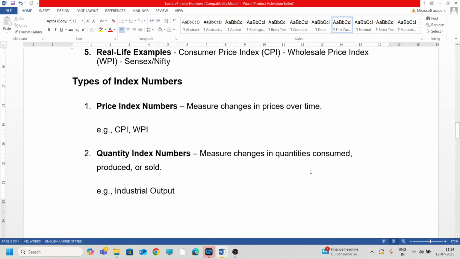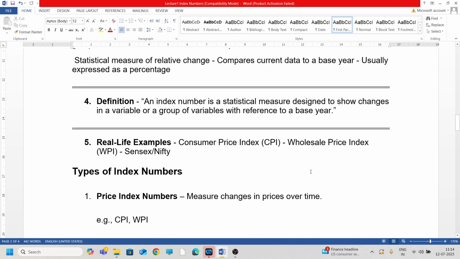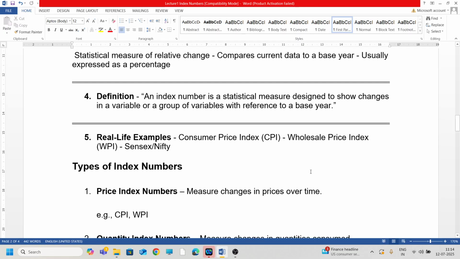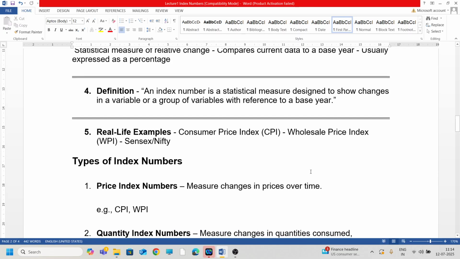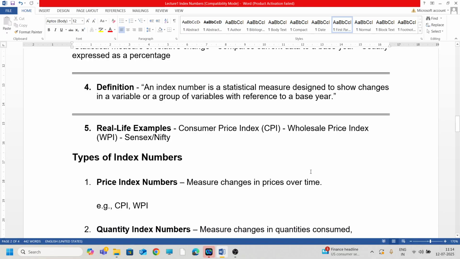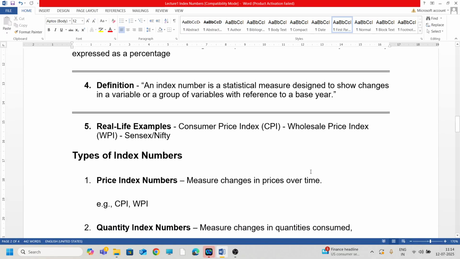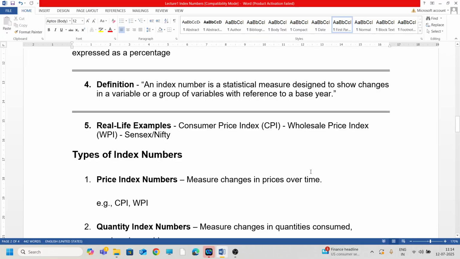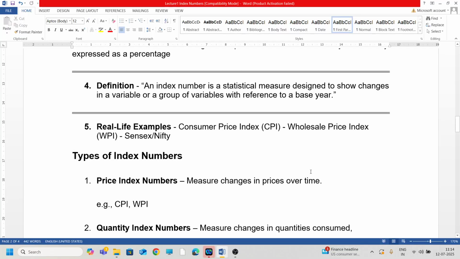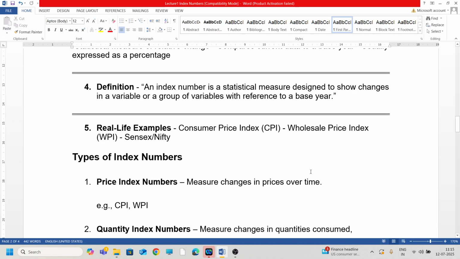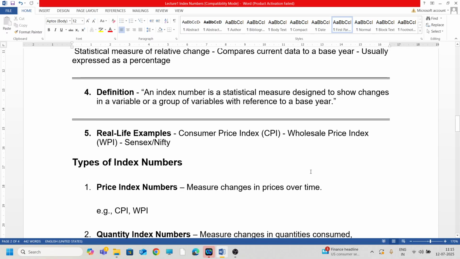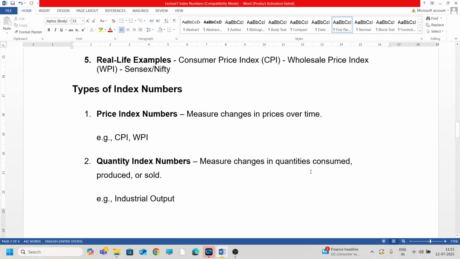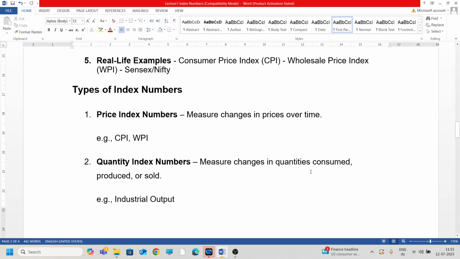So we fix the definition as an index number is a statistical measure designed to show changes in a variable or group of variable with reference to a base year. To put it formally, an index number is a statistical measure designed to show changes in a variable or group of variable over time using a base year for reference. Okay, next is real life examples. Consumer price index, CPI, and wholesale price index, WPI, or Sensex or Nifty.